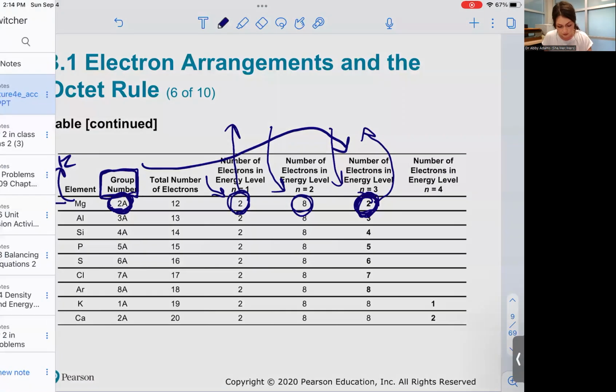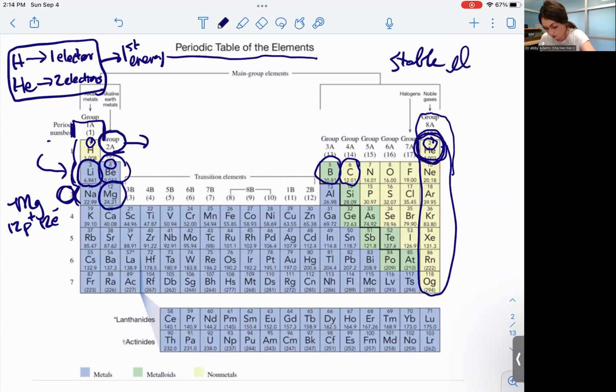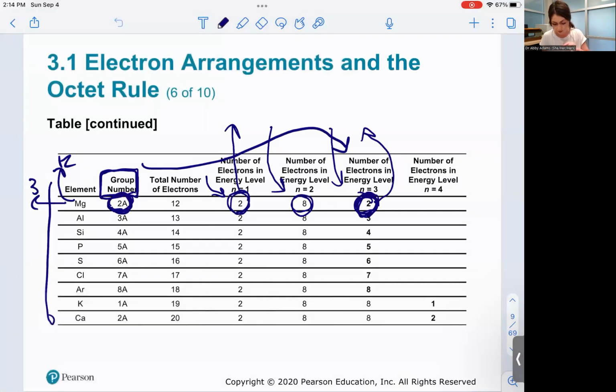Basically, when you look at the periodic table, a group whose highest energy level is filled is going to be stable. Those are some really stable elements, and they're going to be less reactive, and not reactive in most situations. But I'm getting ahead of myself on the PowerPoint.